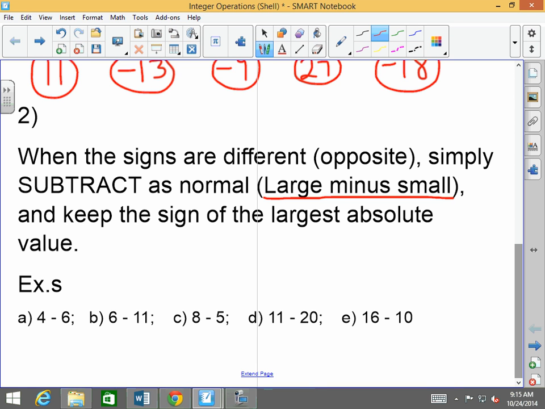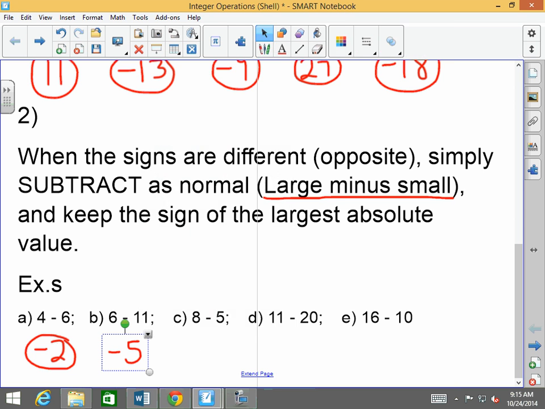So 4 minus 6. The sign of the 4 is positive, the sign of the 6 is negative. So 6 minus 4 is 2, but my answer is negative 2 because there are more negatives than positives. 6 minus 11. The sign of the 6 is positive, the sign of the 11 is negative. Subtract as normal. So 11 minus 6 is 5, but there are more negatives than positives, so that's negative 5.